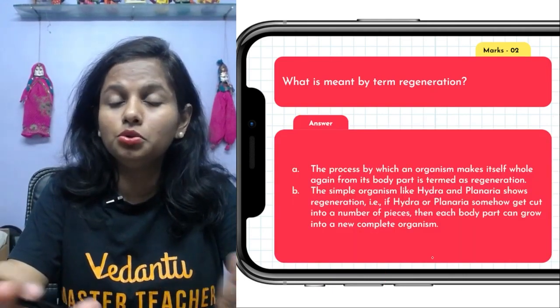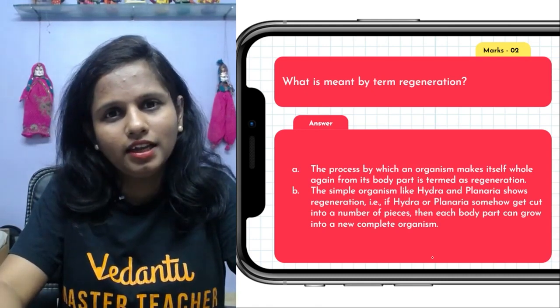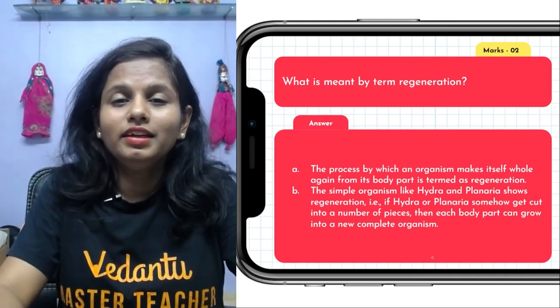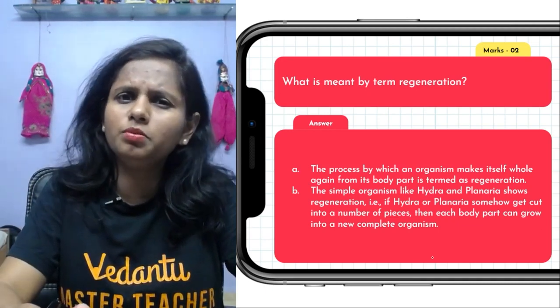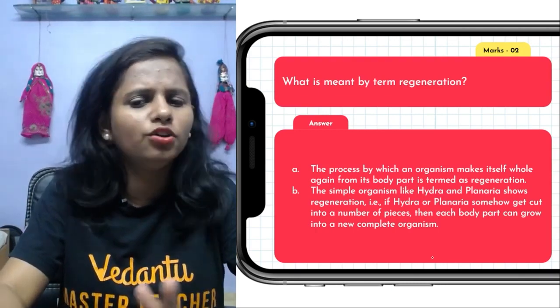So I have given you 2 different styles to represent the same answer, and yes, of course, whether they are asking you or not, providing your answer with an example is a must. So give the example of organism who reproduces by regeneration. So planaria, starfish, hydra, you can write any of them.